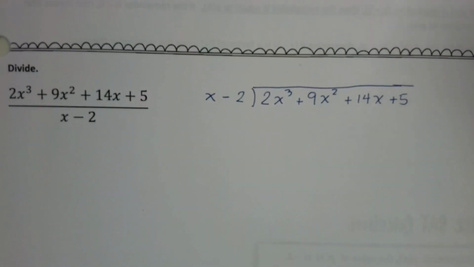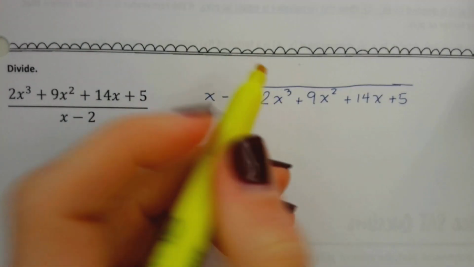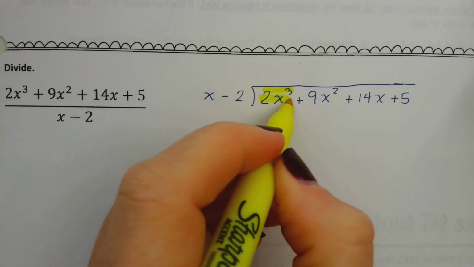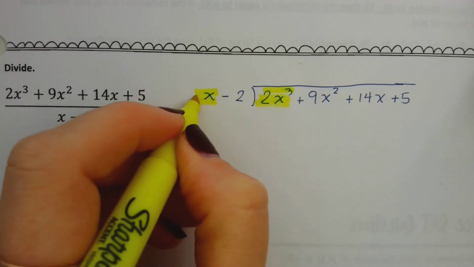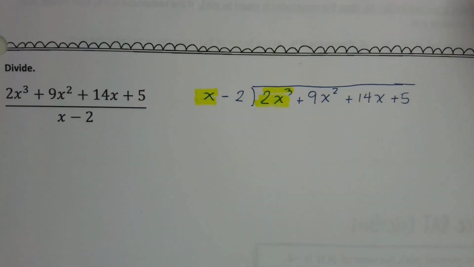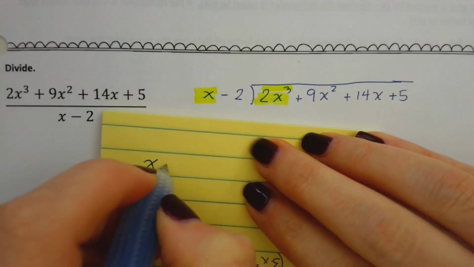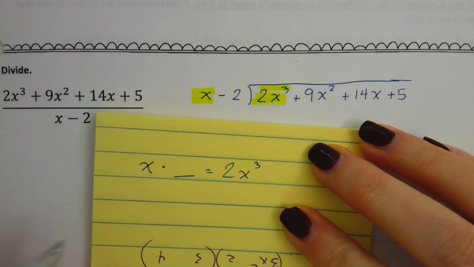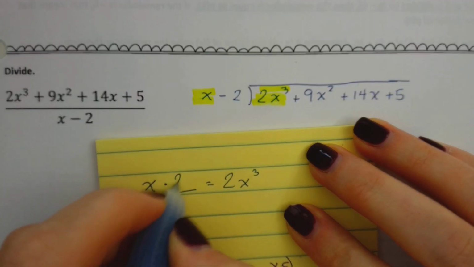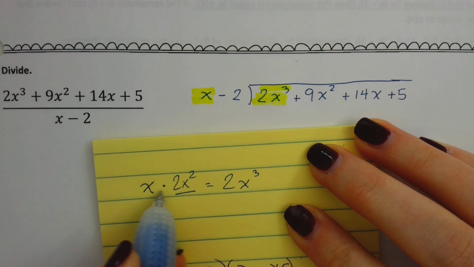All right, let's do this. So we're going to look at the first term inside. I believe that's called the dividend, its technical name. And then the first term outside in the divisor. And we're going to say, what do we need to multiply x by to get it to be 2x cubed? So x times what is 2x cubed? And Jay said 2x squared. Double check real quick. Yes, yes.